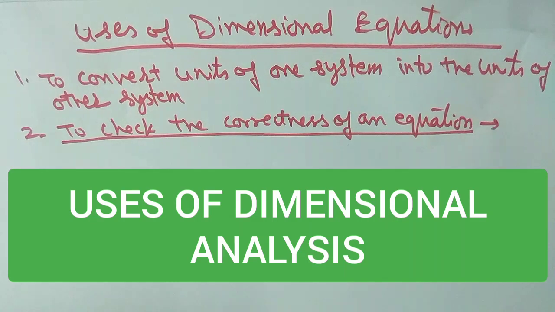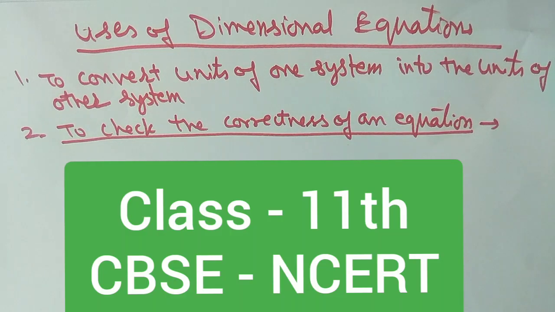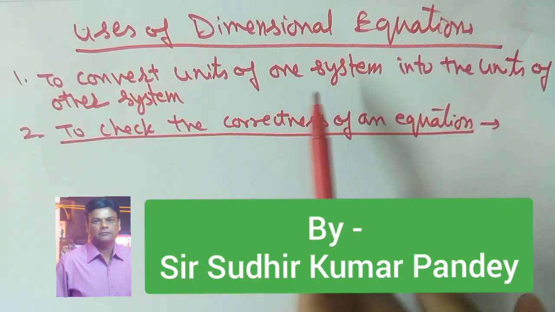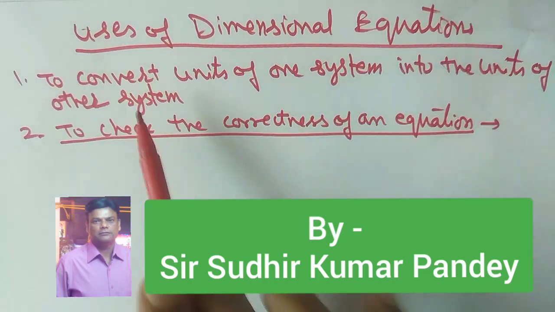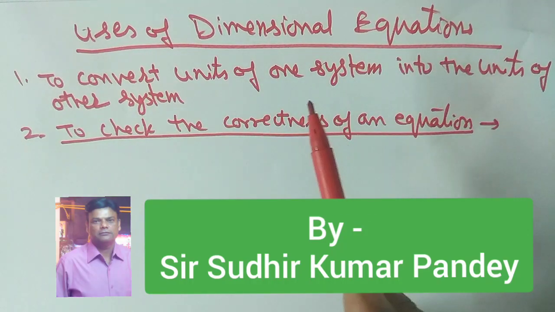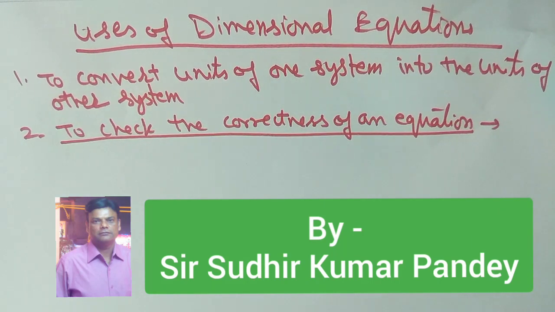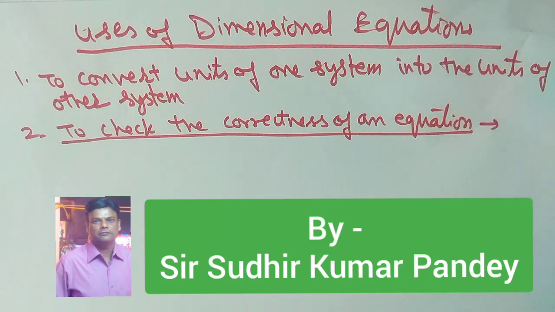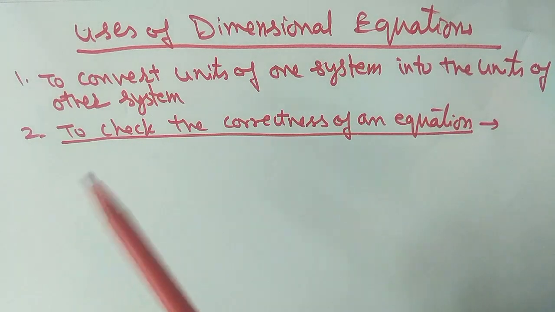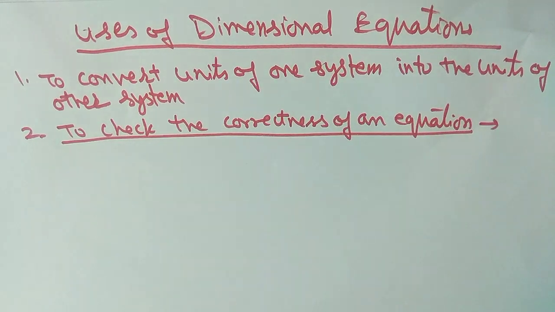Dear students, we were discussing the uses of dimensional equations, and in the last video we discussed its first use, that is to convert the units of one system into the units of the other system, like changing meter per second into kilometer per hour, etc. So we can change units using the first application. Now coming to the second application, to check the correctness of an equation.